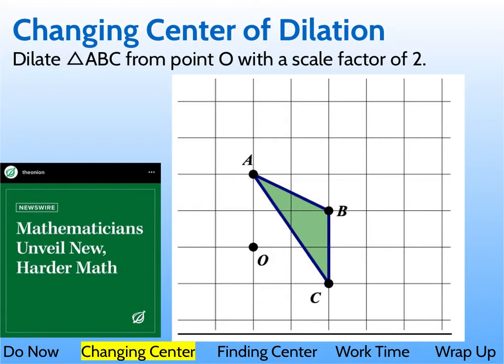So actually, A is pretty simple. We can just count that real easily because it's just a straight line. So it just goes up 2. So go up 2 again. Point A prime is right there. So we'll put point A prime right there.